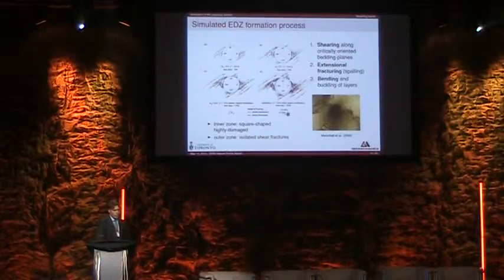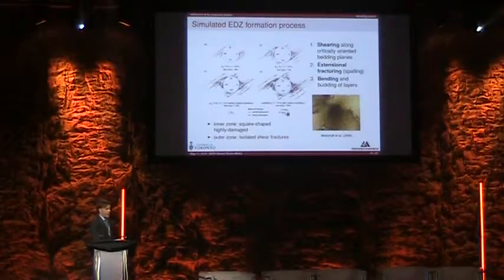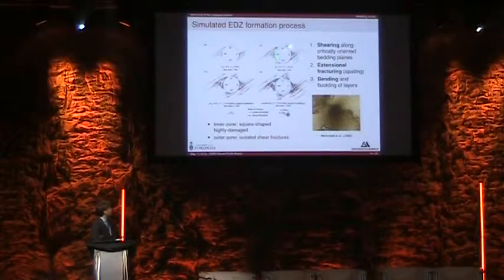The interesting thing with this type of approach is you can go back and look at how the EDZ was actually generated. Here again, a similar mechanism to what was shown before: shearing along critically oriented bedding planes. As those bedding planes shear, they induce tensile fractures falling perpendicular to them. Then when you install the support, activate the shotcrete, you can stabilize the fracturing process. But in the end, you still end up with an inner zone highly damaged, and then some outer zone where you have isolated shear fractures.